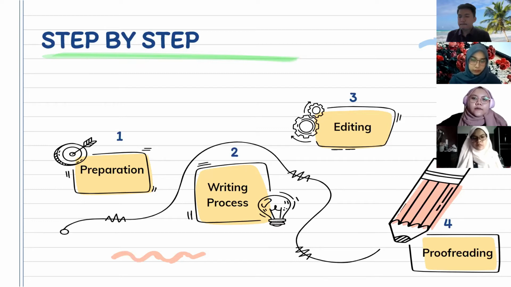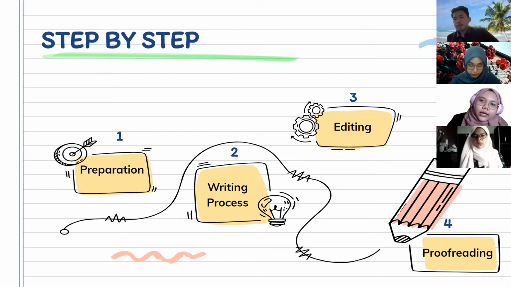You always have to be prepared, because in this preparation there will be a planning phase where you plan your writing. I will explain that later in detail. The second step is the writing process. This is where you start to write your essay. The third is editing, and the final step is proofreading, and then you will have a complete narrative essay. Is that clear? Yes.